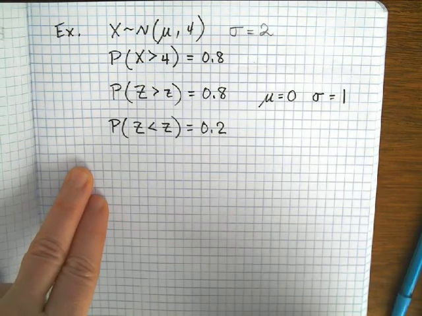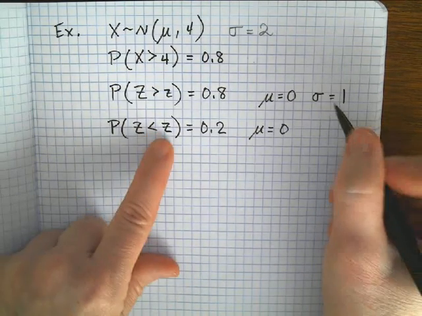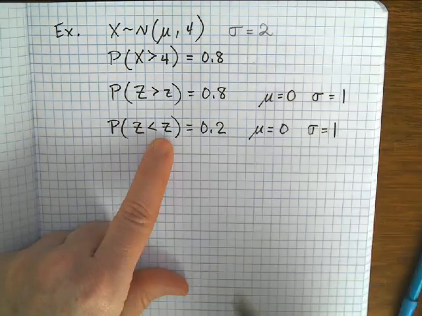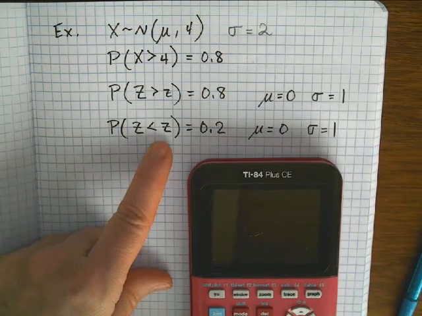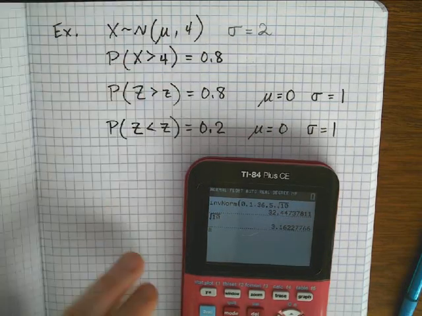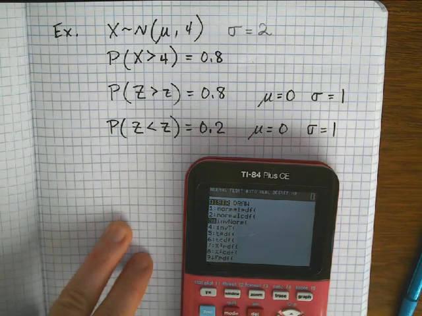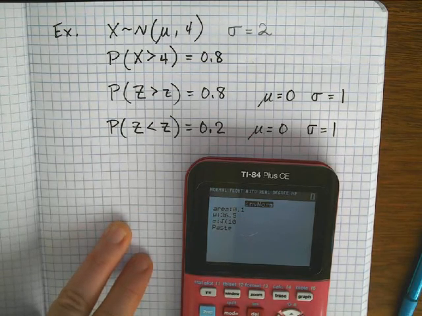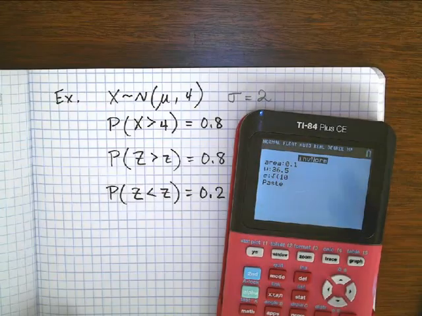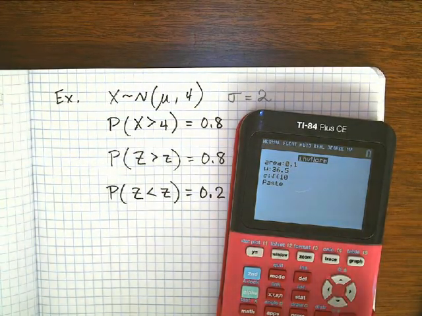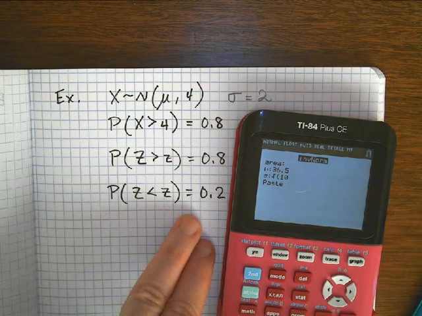All right, so now I can go to my calculator and I can find the z-score for this x value. Let's go ahead and do that. Let's see, what is my z-score? And then we're going to be able to figure out what the mean is. All right, so I'm going to go second, vars, inverse normal. Okay, so my probability, or my area, is 0.2.